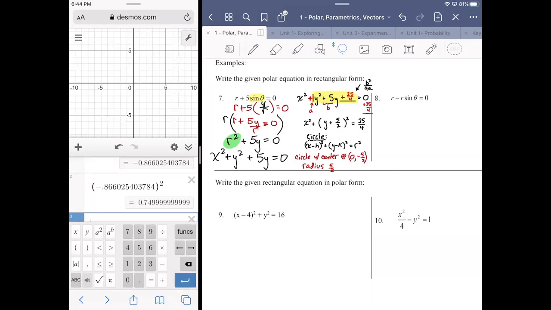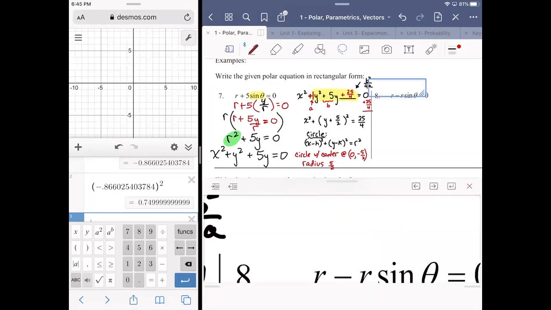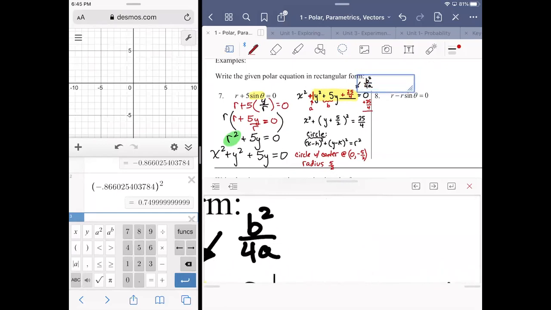Professor? Yeah. I understood everything until you started doing the b squared over 4a. Like, how are you allowed to do that? So that's the completing the square technique? Yeah, I know, but how? You just lost me after that.